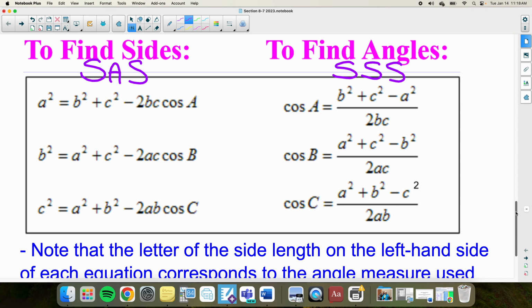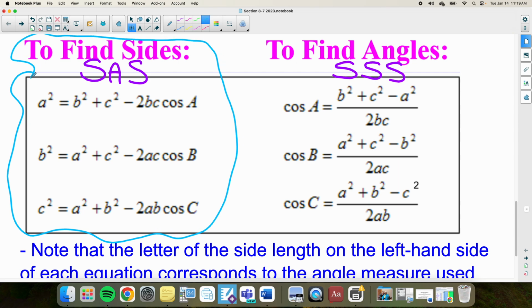side, angle, side, side, side, side. These are the ones we're going to be using today when we're given side, angle, side. These are the ones that we're going to be using tomorrow when we're given side, side, side. Both of these look scarier than what law of sines is, but it's just a matter of getting used to what you have to do in your calculator. So today, remember, we're just using these, and these are on your cheat sheet. Okay?